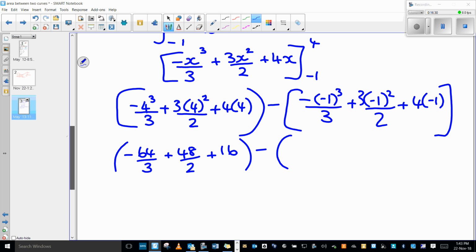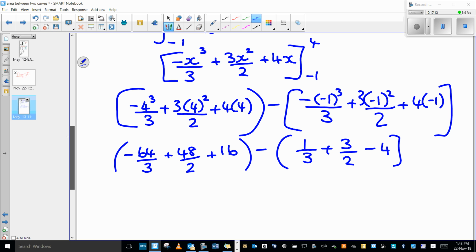So we've got negative 1 cubed, which is negative 1, but then we've got a negative sign in front of it, so that's now going to make that positive. And then we've got negative 1 squared, which is 1. Remember, negative 1 multiplied by negative 1 is 1. Multiplied by 3 gives us 3. And then 4 multiplied by negative 1, so it's going to be subtract 4.